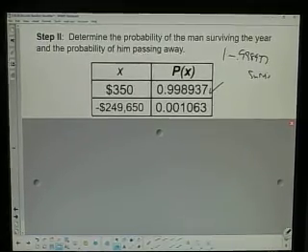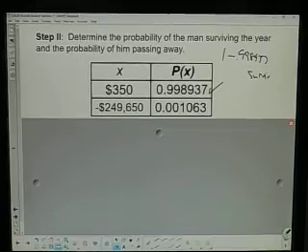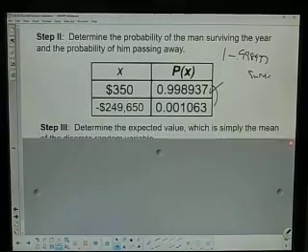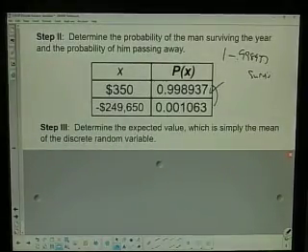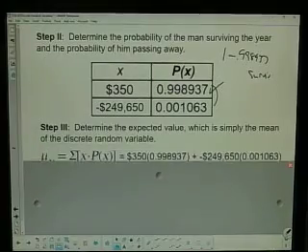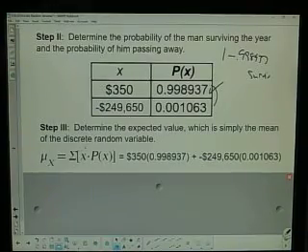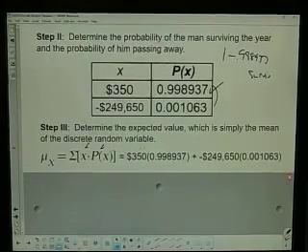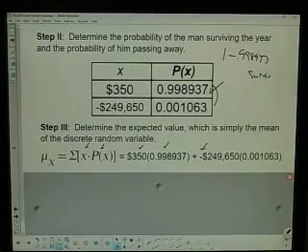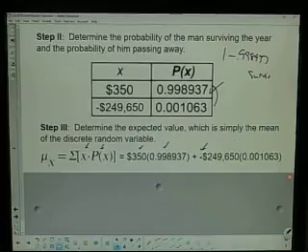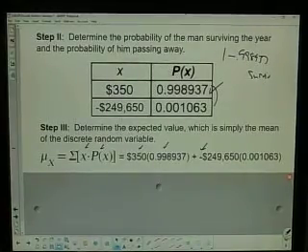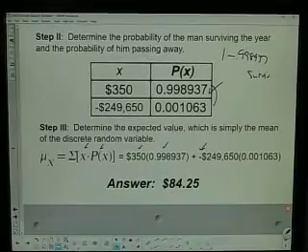Okay, so your probability of passing on is very low. Your probability of living is very high. These two add up to 1. All right, so what do we do? Determine the expected value, which is simply the mean of the discrete random variable. Well, what do we do to find that? The formula says add up each value of the random variable times its probability. There's your value of the random variable, x, times its probability, added to a negative 249,650, the other value, times its probability. And when you do all that, you should have got 84.25.